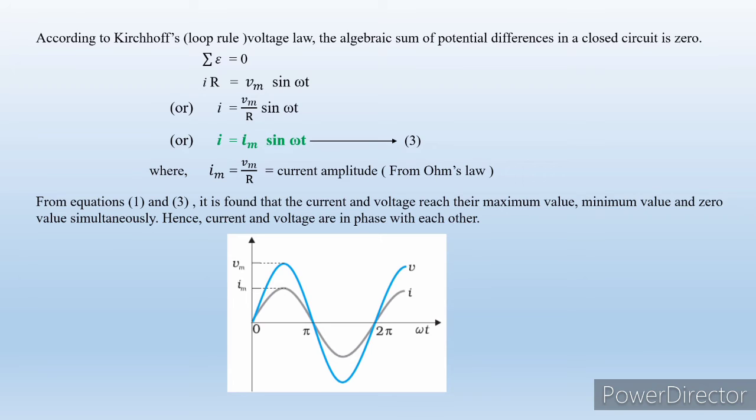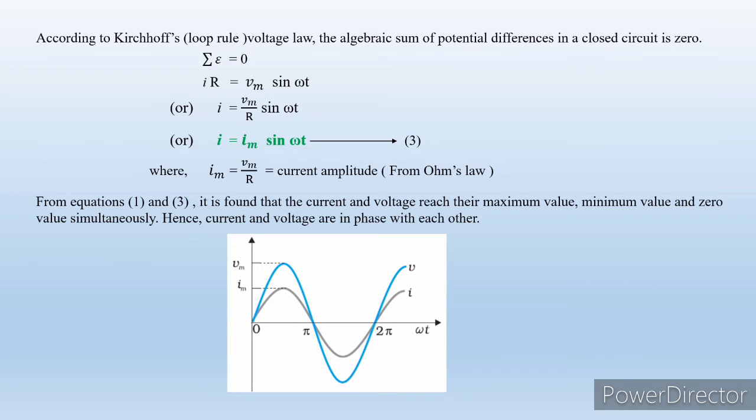Now let us understand the graph. In the graph, the blue color curve is representing the voltage and the gray color graph represents the current. The magnitude of voltage, which is a product of current into resistance, is greater than the current. So the blue color curve has a maximum amplitude greater than the maximum current Im.